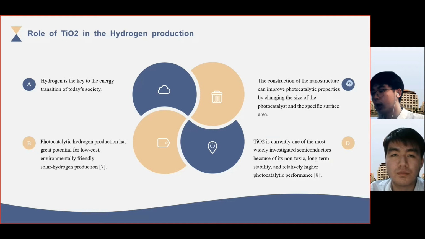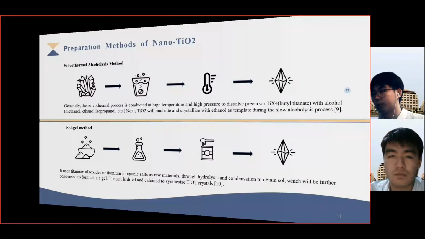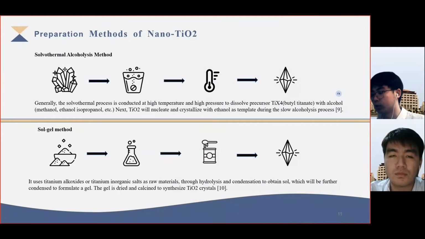TiO2, titanium dioxide, is currently one of the most widely investigated semiconductors because of its non-toxicity, long-term stability and relatively high photocatalytic performance. Next, two preparation methods for nano titanium dioxide are discussed.